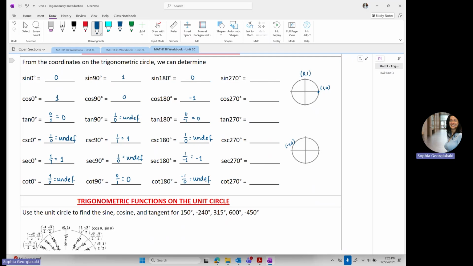When I am at the 270 degree rotation, I'm at the point on the unit circle (0, -1). The sine is -1. The cosine is 0. The tangent is -1 divided by 0, which is undefined. The cosecant is 1 over -1, which is -1. The secant is 1 over 0, that is undefined. And the cotangent will be 0 divided by -1, which is equal to 0.